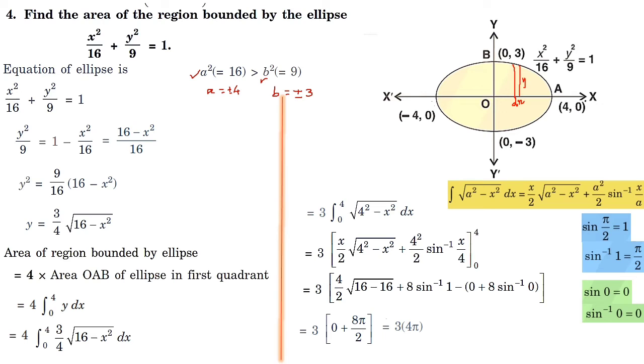Then when we multiply inside here, 8 and 2 we can cancel, 4 will be coming, so 3 into 4 pi, that is equal to 12 pi square units. This is the answer. Next we shall discuss the fifth question.